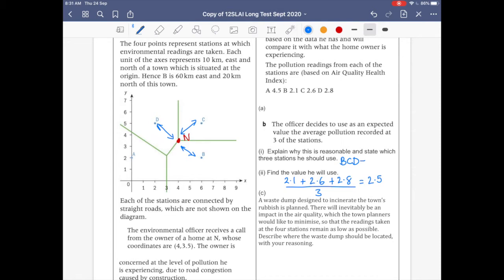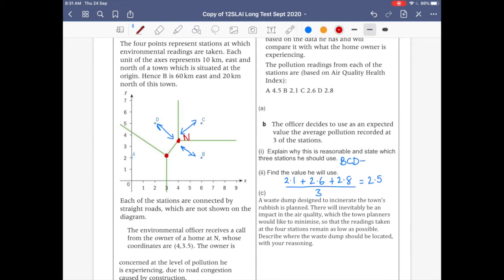And then for the third part, they're suggesting that a waste dump is going to be designed. So they're going to burn the town's rubbish, and obviously that will have an impact on air quality. And they want to minimise that from the readings. So we want to try and find a place that's as far as possible away from the different readings, A, D, C and B. So when we look at them, we know that the furthest point away is always at one of the vertexes. We can't just use a position out here, for example, because we don't know what's happening beyond our graph. So there may be another point straight after it. So we always use one of the vertexes, which are the furthest points away.